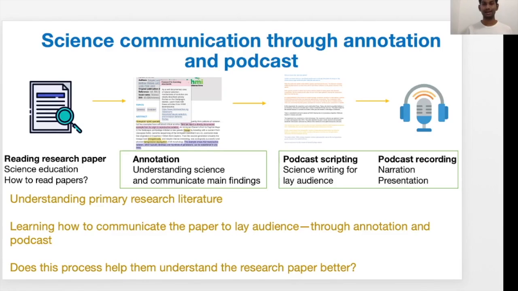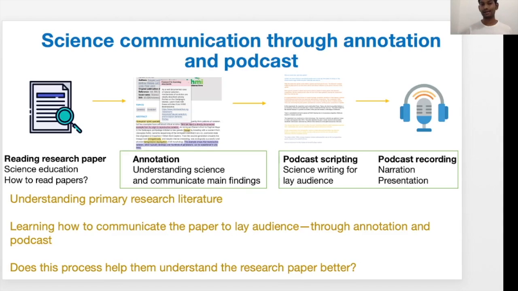That is why we incorporated it in our biology undergraduate class at Florida International University, where the students had to pick a paper from the Journal of Animal Ecology. We taught them how to read the paper, and once they read it, they had to communicate what they read to a lay audience using two projects. The first project was an annotation project, where the students had to break the paper apart into different components and explain and add information, or annotations, so that a lay person reading the paper can use those annotations to understand it.